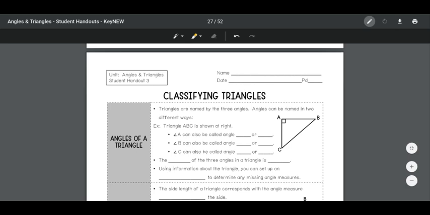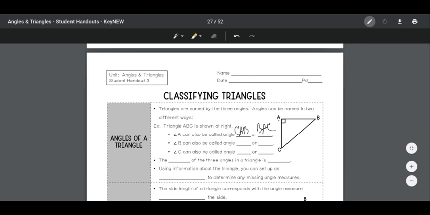Handout 3 is on classifying triangles. So they can be named by the three angles. Angles can be named in two different ways. So triangle ABC is shown at the right. So angle A can also be called angle CAB or BAC, as long as A is always in the middle if we're talking about angle A.